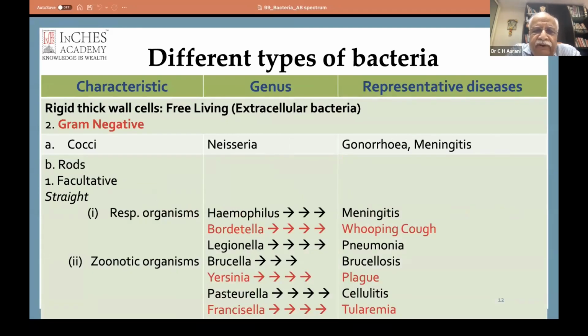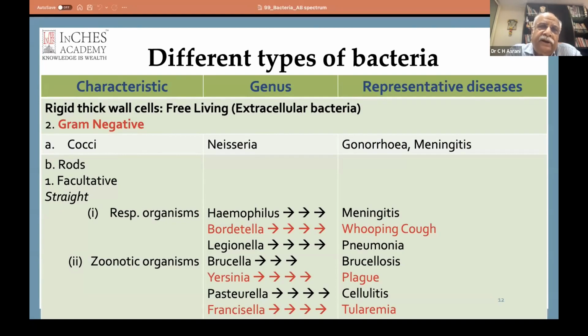Then in the same free living, now we come to gram negative. Cocci, Neisseria, causing gonorrhea as well as meningitis, pyogenic meningitis. Rods, there is facultative and non-facultative. In facultative, we have straight respiratory organisms: Haemophilus causing meningitis, Bordetella causing whooping cough, and Legionella causing pneumonia. Although Legionella pneumonia is rare, in every case of ARDS, before we diagnose viral, all these tests are done.